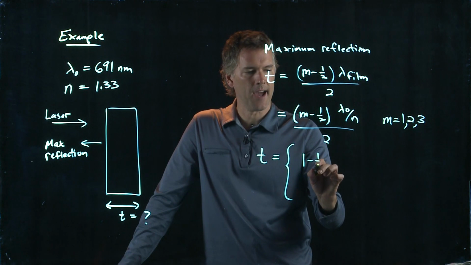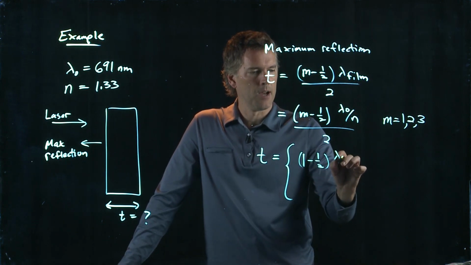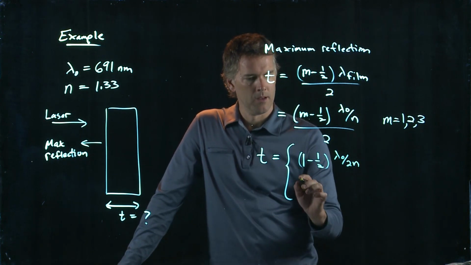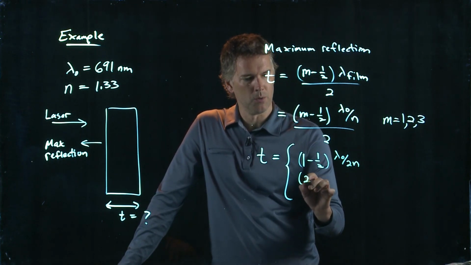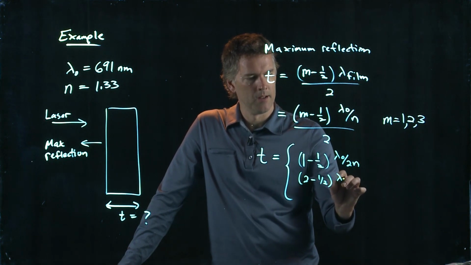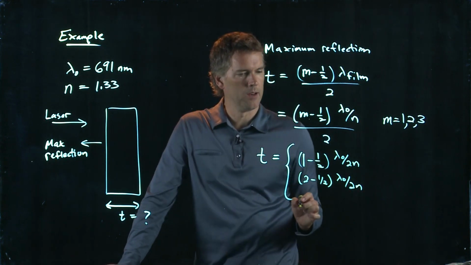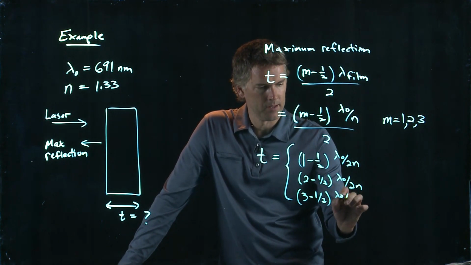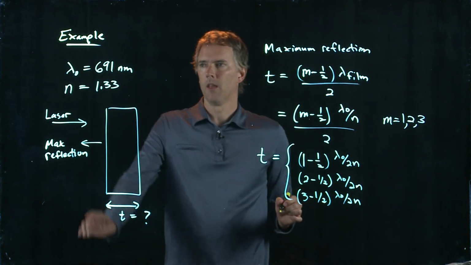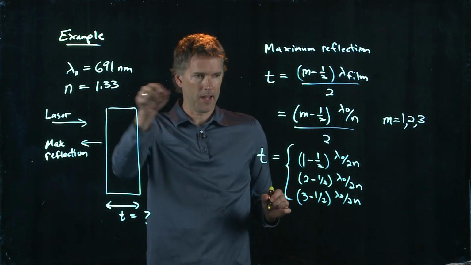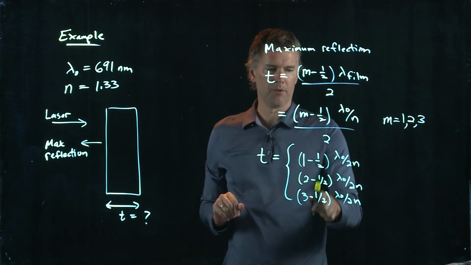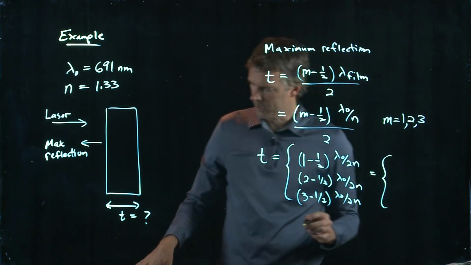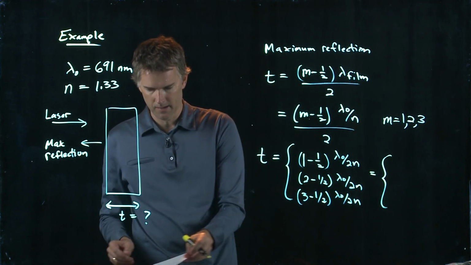So I have 1 minus a half, lambda naught over n, and I'll just slip that 2 up to there. The next one is 2 minus a half times lambda naught over 2n. And the third one is 3 minus a half times lambda naught over 2n. That's our lambda naught. That's our n. We have all the other numbers here, and so we can calculate those, and you can double check my numbers if you like.